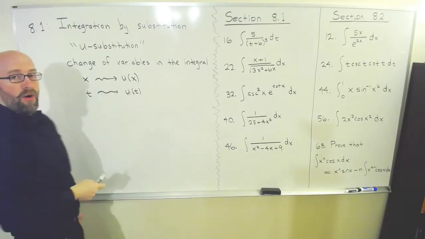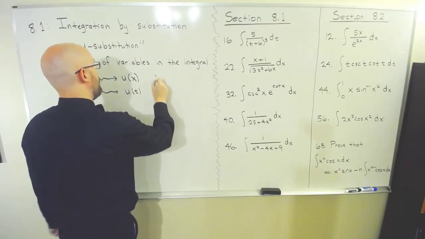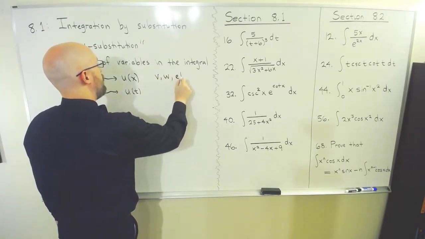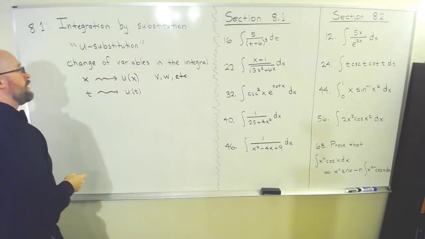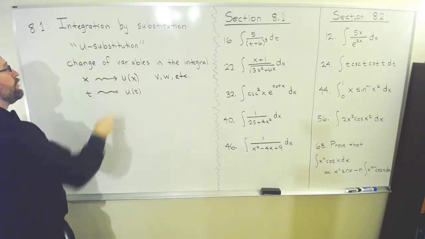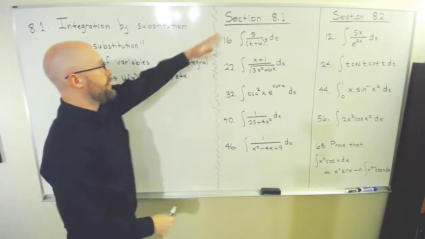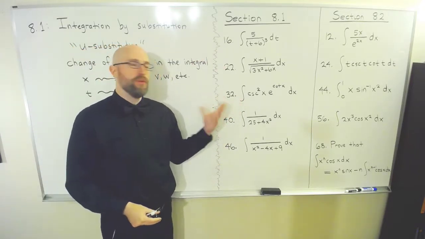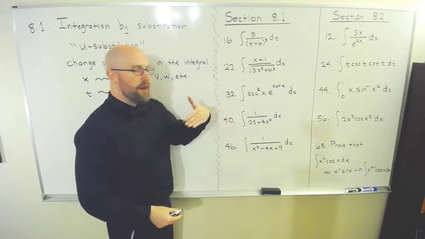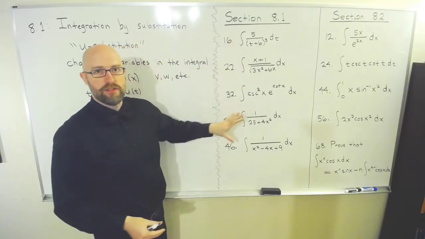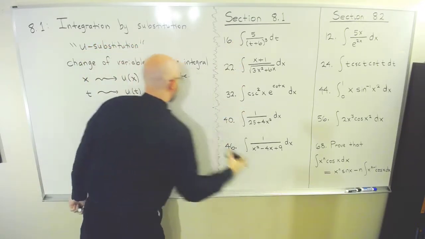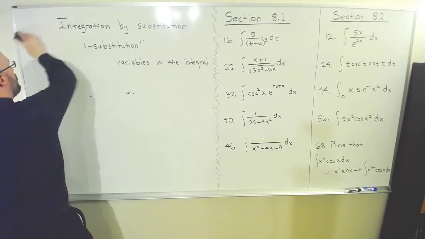Now, of course, you could call the new variable something else if you wanted to. You could call it v, w, whatever. But it's typically called u. And so the whole name of the game in this context is to choose your u, to look at the integral and figure out, well, what choice of u will make the integral simpler than it was before? So let's look at the first one.